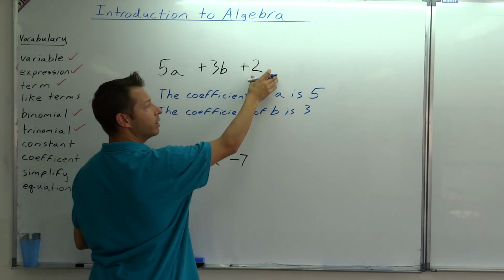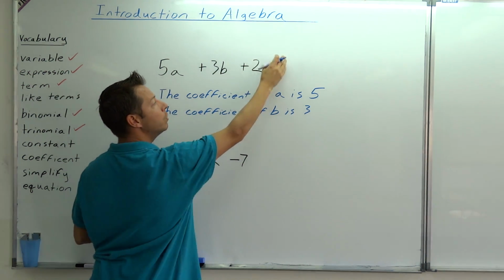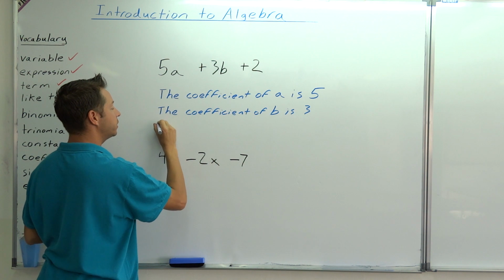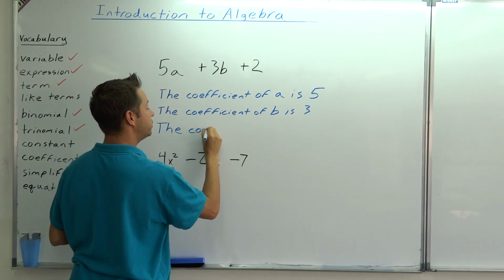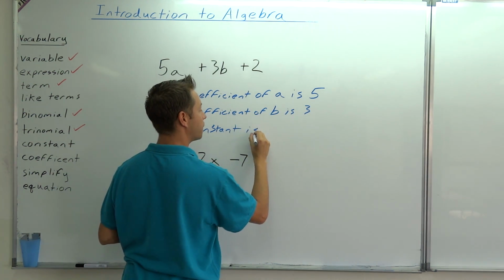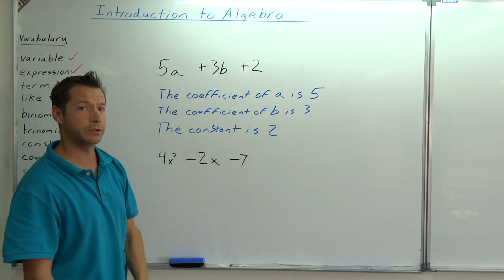If there is a number in an expression or in an equation later on that has no letter with it, then we actually call that one a constant. So the constant in this expression is 2. And we would actually say that this constant is actually positive 2.